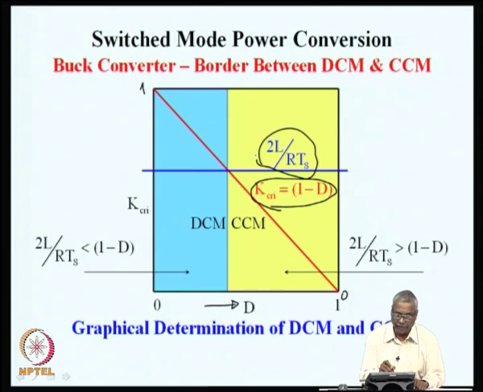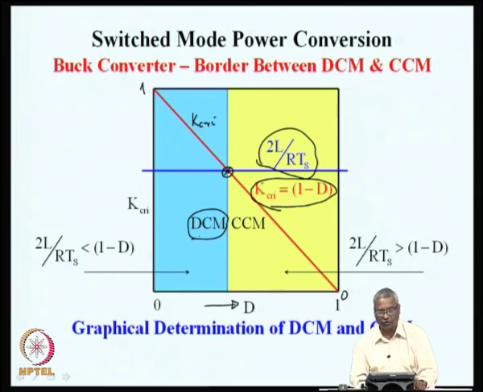So, when you compare both of them, you can see that at some point they are equal, and on the left hand side of that, the blue region is where K critical, which is 1 minus D, is more than 2L by RTs, or 2L by RTs is less than K critical, and operation is in discontinuous mode of operation. On the right hand side, 2L by RTs is more than 1 minus D, so operation is in continuous mode of operation.